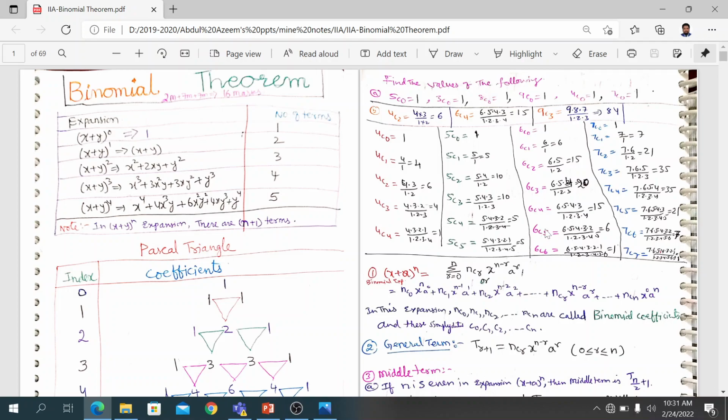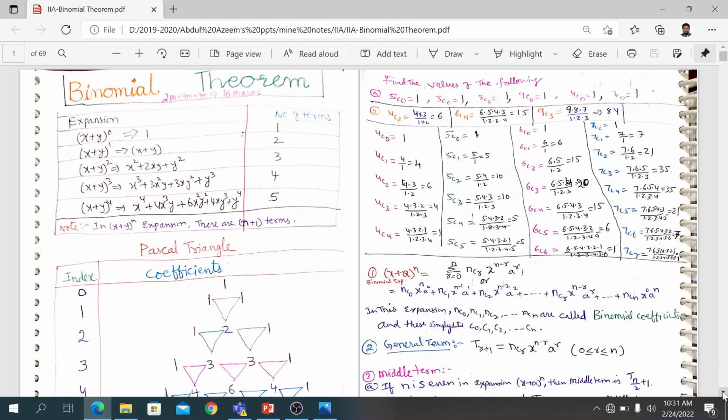Okay, 6C5: 5 terms before 6, 6 5 4 3 2 by 1 2 3 4 5. 5 4 3 2 cancel, 6 by 1 is 6. Like this you will solve.